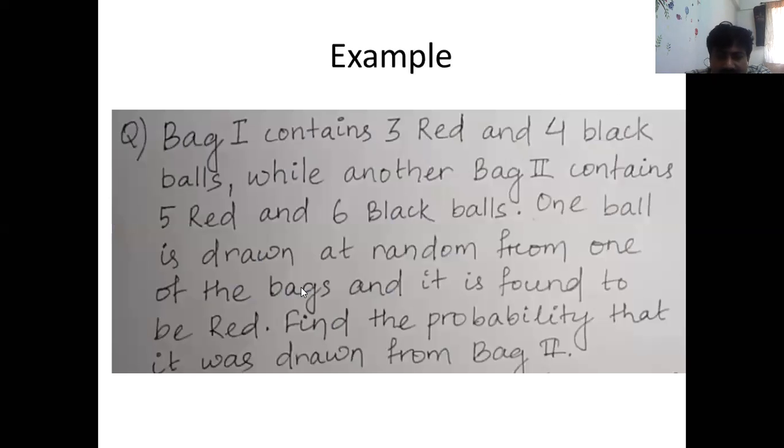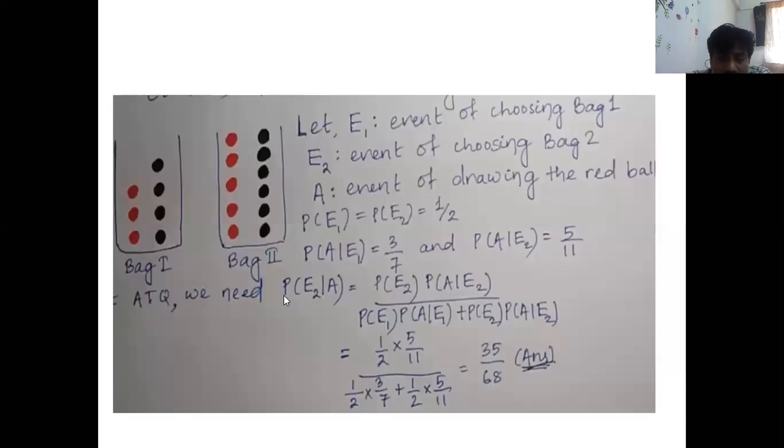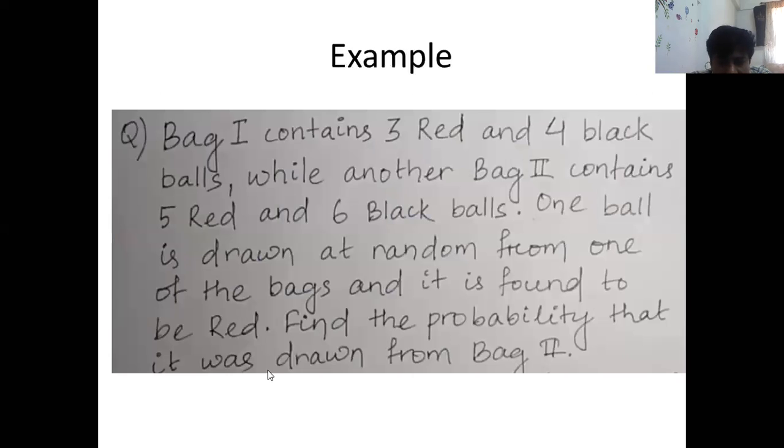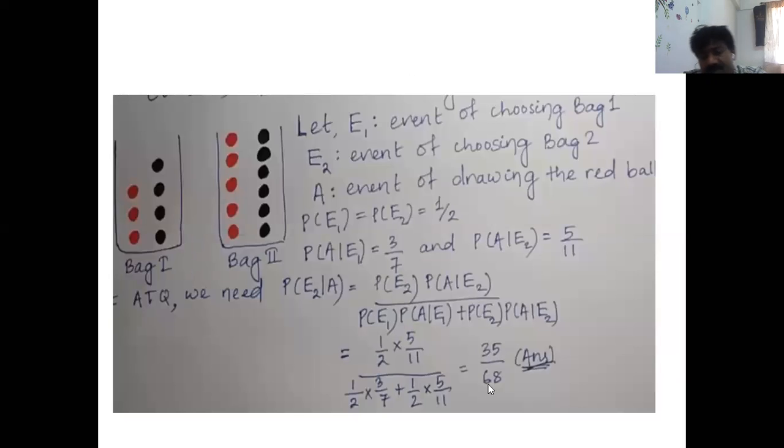So that is the one: a ball is drawn at random from one of the bags and it is found to be red. Find the probability that it was drawn from bag 2. So we have taken here E2, the second event, that is the event of choosing from bag 2. Probability of E2 by A we need to compute, because it is the probability that it was drawn from bag 2. So the answer comes 35 by 68.